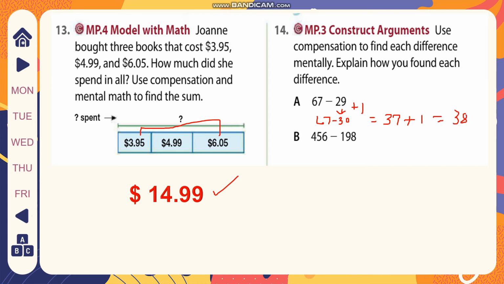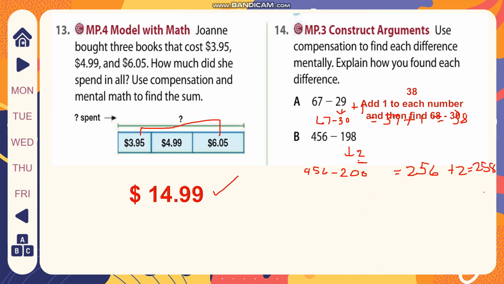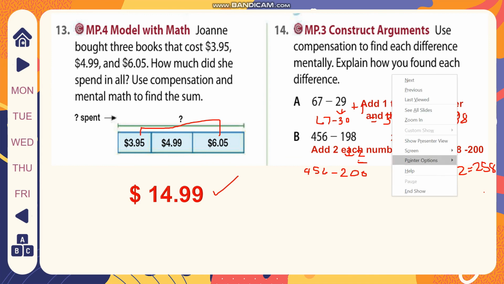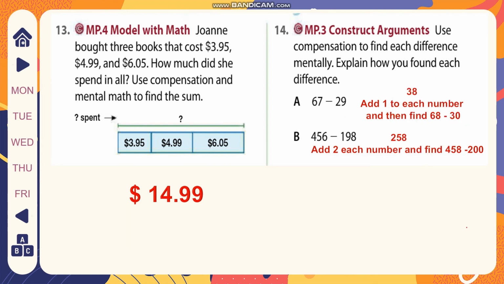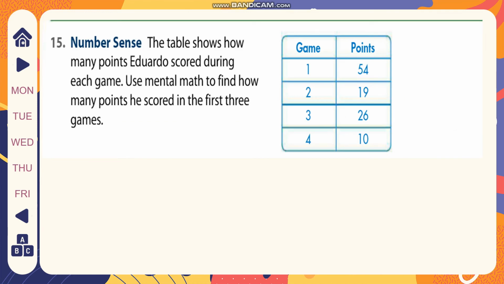So 456 minus 198. I added 2 to make it easy to subtract, so to make it 200, so 456 now minus 200 is equivalent to 256. So since I added 2 from the start, I need to add 2 also at the end. So the answer is 258. So that is how to use the compensation method in subtraction. Okay? So let's proceed to number 15.